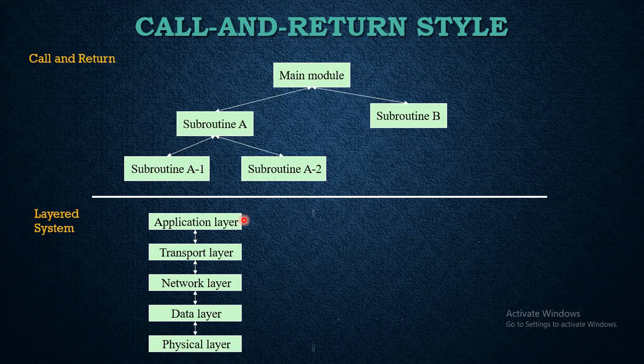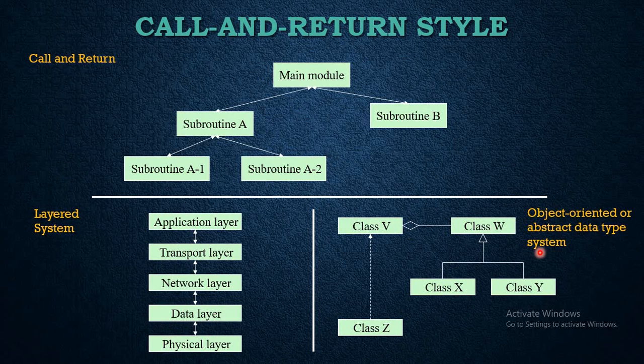Then there is the object-oriented or abstract data type system. It emphasizes the bundling of data and how to manipulate and access data. It keeps the internal data representation hidden and allows access to the object only through provided operations.